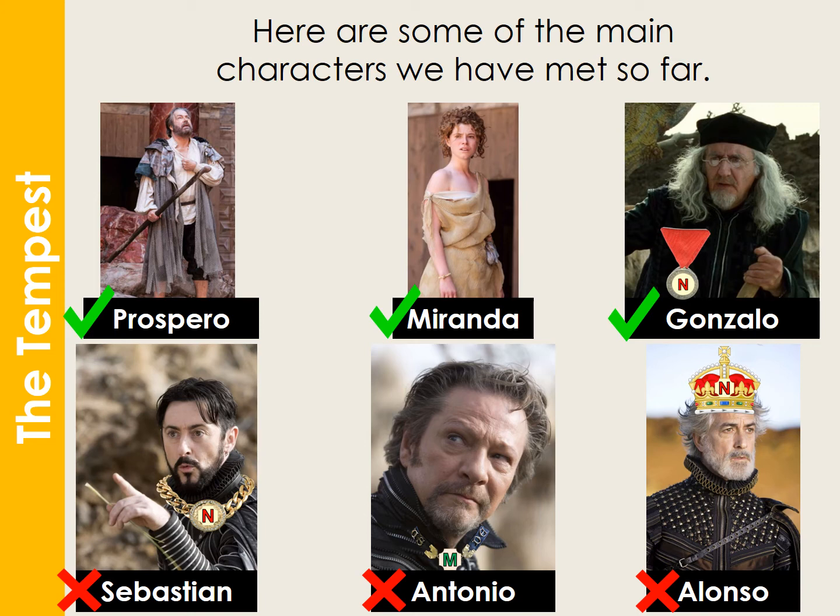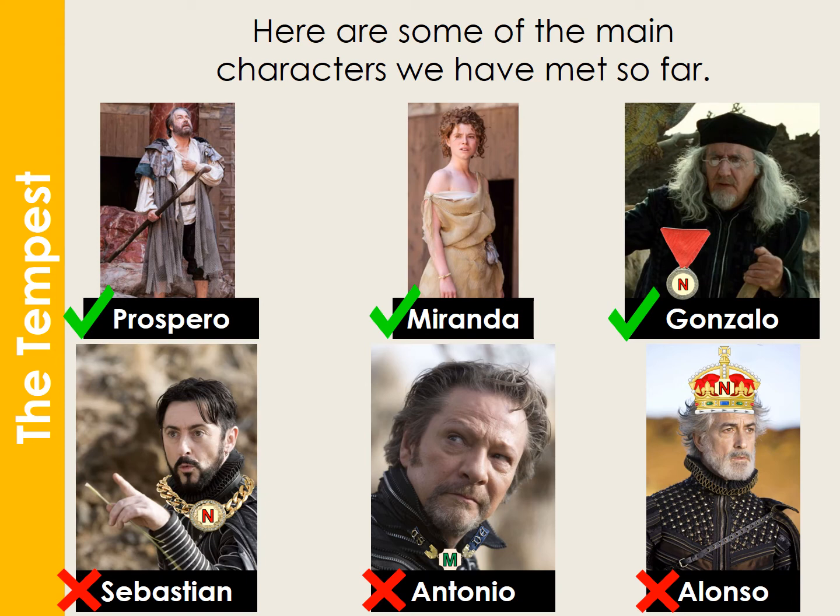Sebastian, Antonio and Alonso, they have red crosses next to them. At the moment, we see them as perhaps quite villainous characters, particularly Antonio and Alonso, because they have plotted against Prospero. Antonio, Prospero's brother, usurped his position in Milan and then worked together with Alonso to get Prospero and Miranda, his daughter, removed from Milan and sent away, in a way they thought would kill him. So at the moment we see them as quite villainous characters, evil characters.